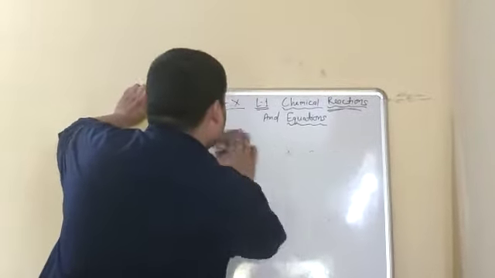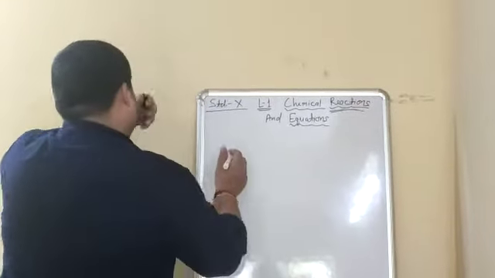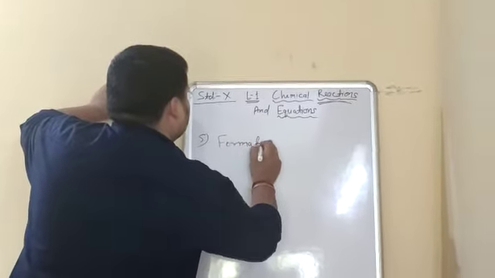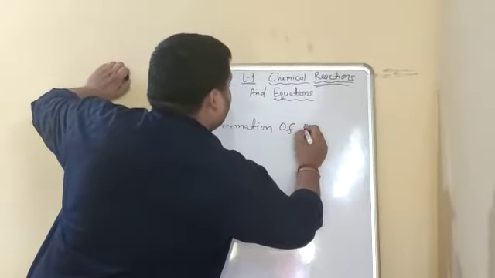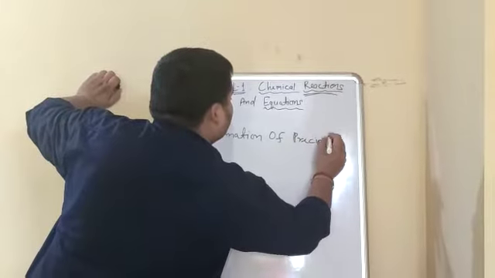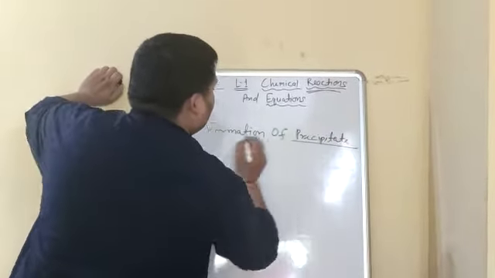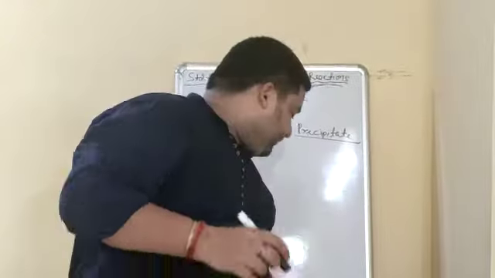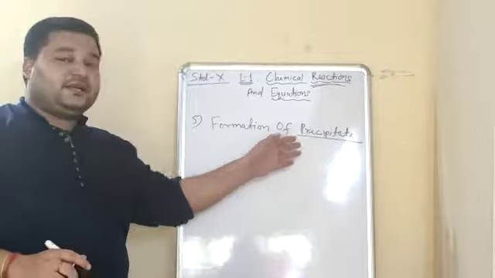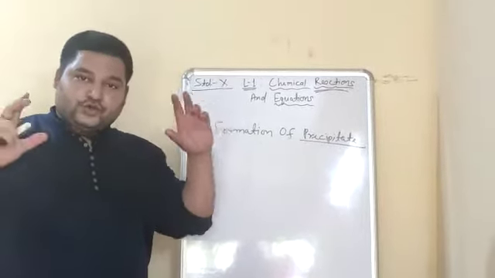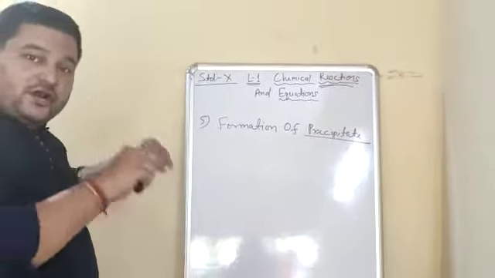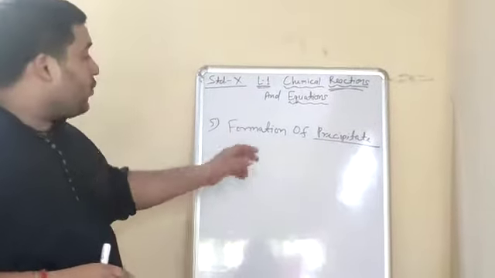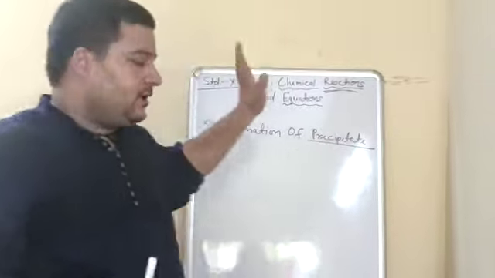characteristic, formation of precipitate. What is precipitate? Don't be confused. Simple. What is precipitate? When two compounds or two solutions which are dissolved or soluble in water react to each other, one substance will be insoluble.